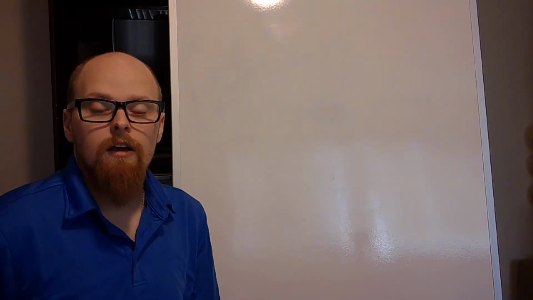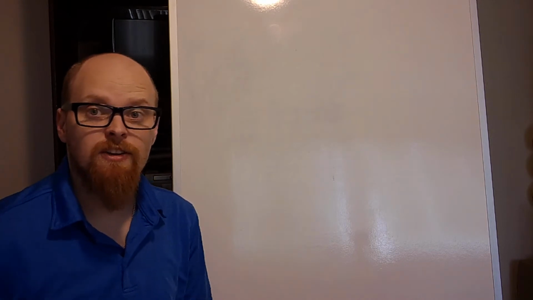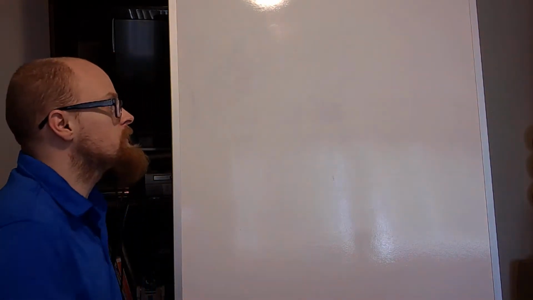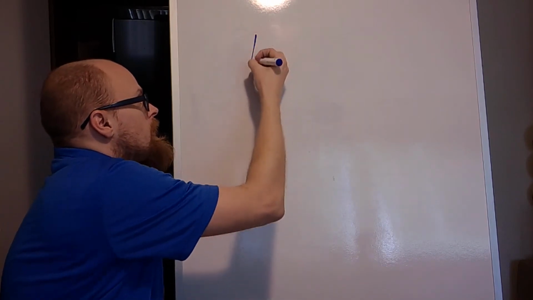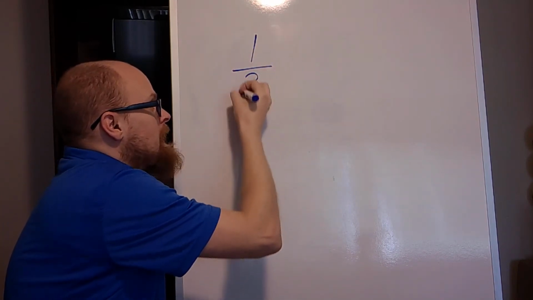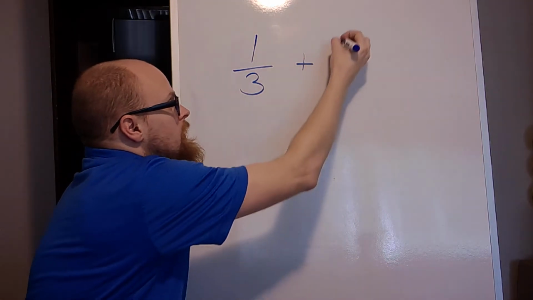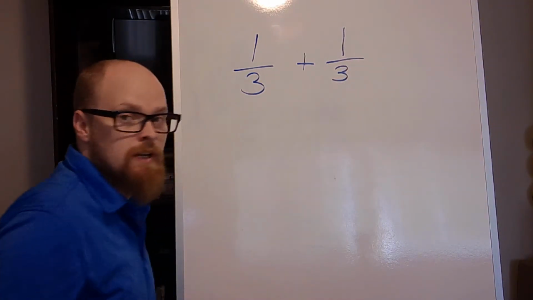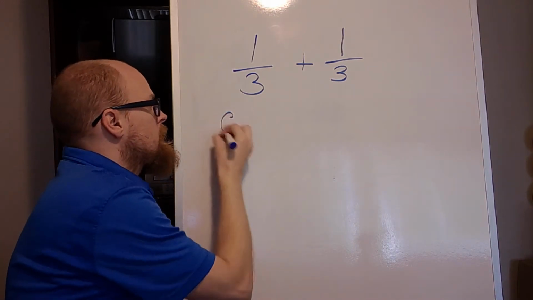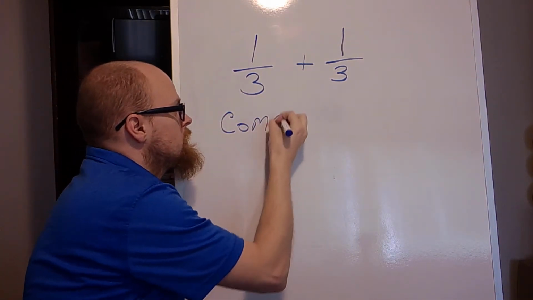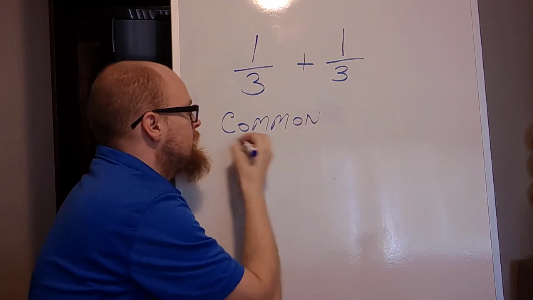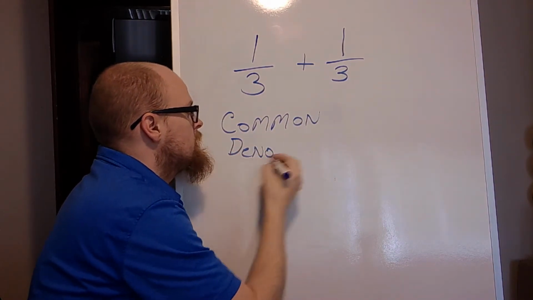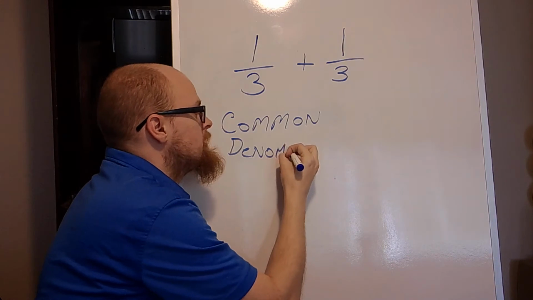Now, when we're working with fractions, let's work on some addition first. If we're working with just fractions, our requirement for adding fractions is that they have to have what's called a common denominator. Okay? It's a common denominator. So in other words, our number on the bottom has to be the same.